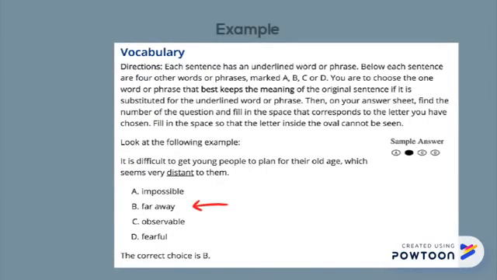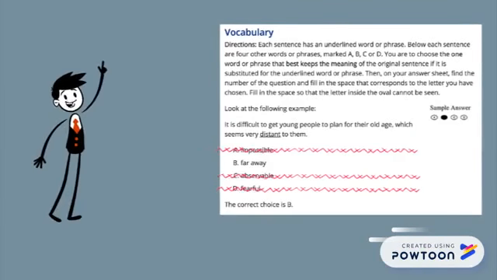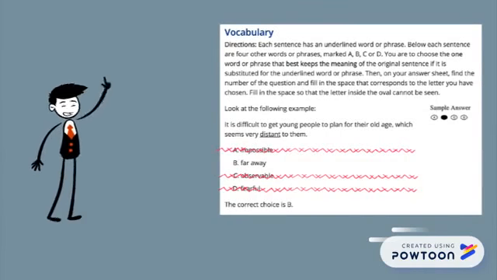But why? Just because the words impossible, observable, and fearful are not synonyms and they don't complete the context of the paragraph.